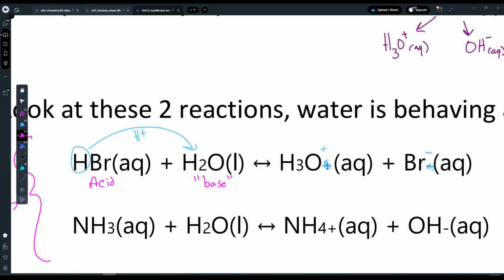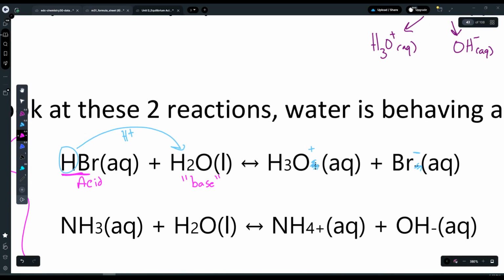Now for determining the conjugate acid-base pair, I'm going to look at hydrobromic acid and then I'm going to look at my products. Okay, so the acid and base, they're always on the reactant side of your equation here. The conjugate acid and conjugate base, they're always going to be on the product side.